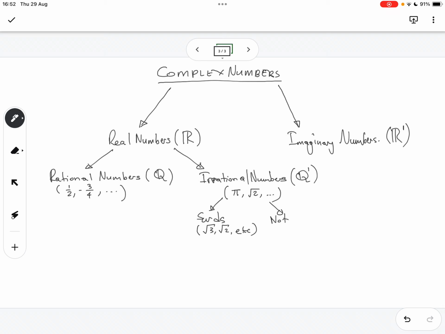So non-terminating. Terminate means to end, right? Yes. Oh, so you've watched Terminator before? Many times. Alright, cool. That's very good, right?